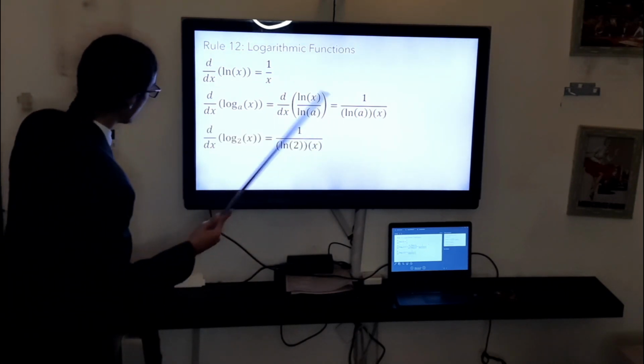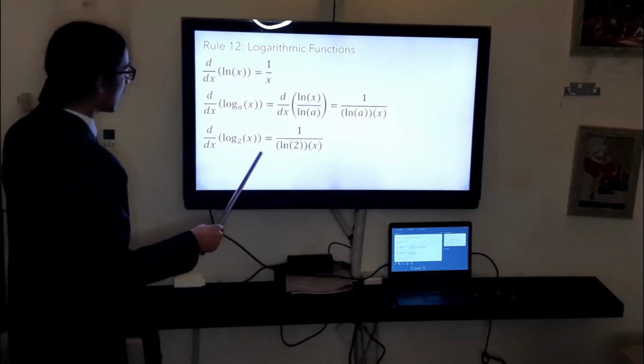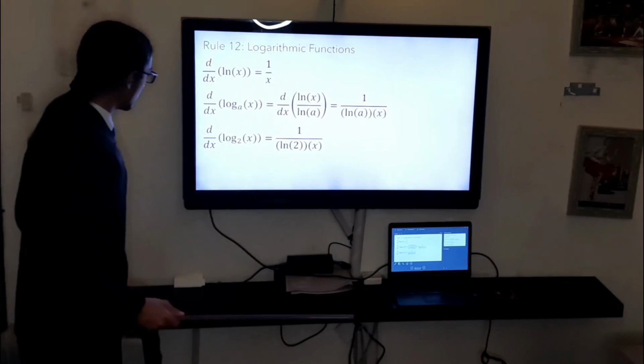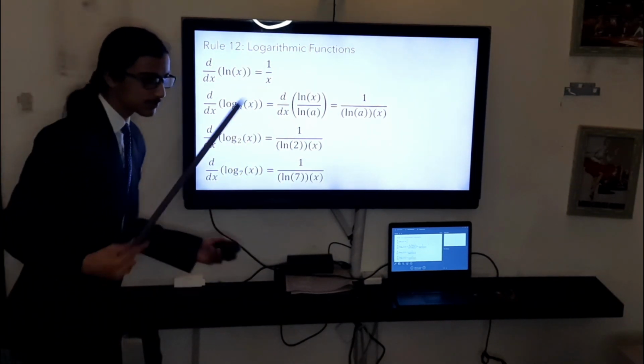Let's have a look at an example. The derivative of log base 2 of x is equal to 1 over ln of 2 times x. ln of 2 is just a constant. Log base 7 of x, same logic, same everything.